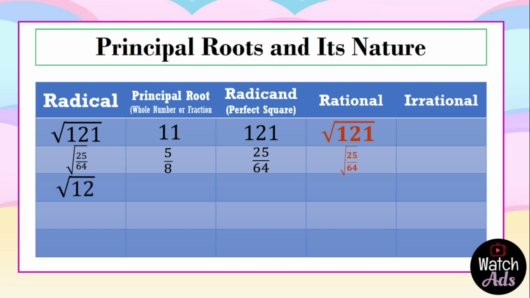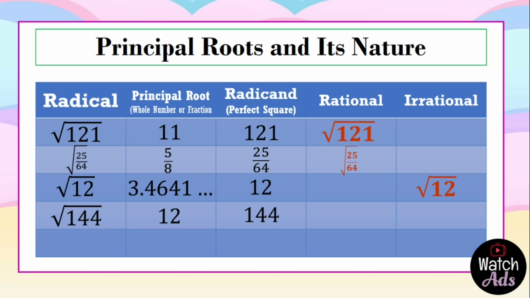Another example, we have the square root of 12. The square root of 12 has a principal root of 3.4641 and so on. Its radicand is not a perfect square, therefore it is irrational. Next example, we have the square root of 144. Again, if you have memorized the table, you can identify that 12 multiplied by itself is equal to 144, which makes 144 a perfect square, and the square root of 144 is rational.